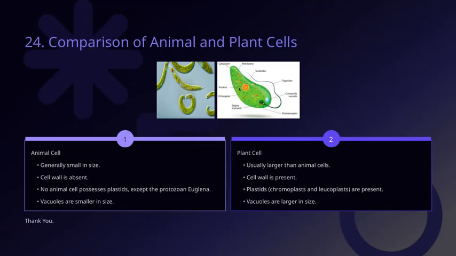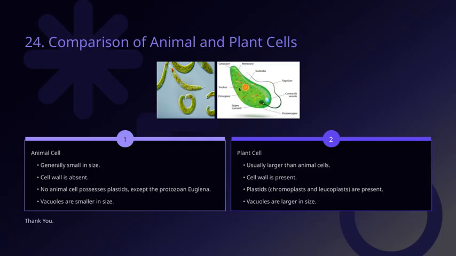Let's take a look at how animal and plant cells compare. Generally, animal cells tend to be smaller in size, making them more compact, while plant cells are usually larger, which supports their need for storing more materials. One key difference is that animal cells lack a cell wall, unlike plant cells that have a rigid cell wall providing structure and support. When it comes to plastids, most animal cells don't have them at all, except for the protozoan euglena, which is a bit of an exception.